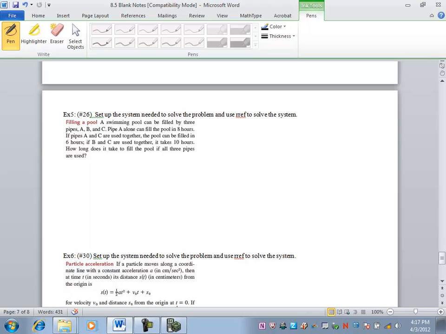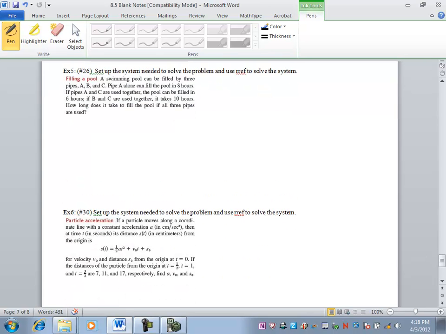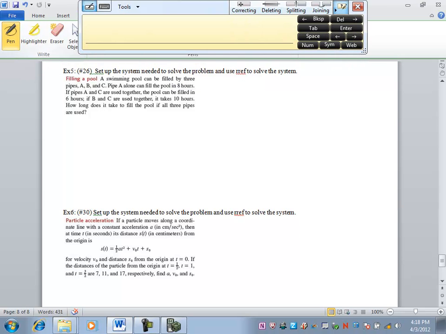One of the best benefits I feel about doing systems and matrices here is it gives us a chance to do more word problems. Now, I know that you guys may not share that feeling, but I think this is going to be very valuable. They want us to set up the system needed to solve the problem and then use RREF to solve it. Well, I'm gonna change this up here a little bit. Just like I would expect you guys to do, I would expect you to show the work, but let's read this problem and see exactly what we have.